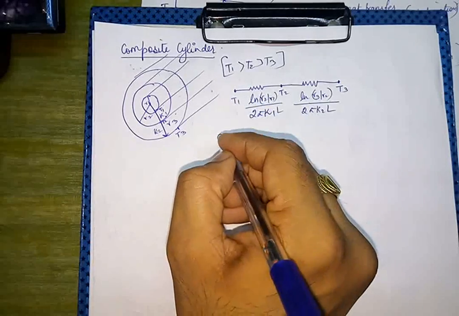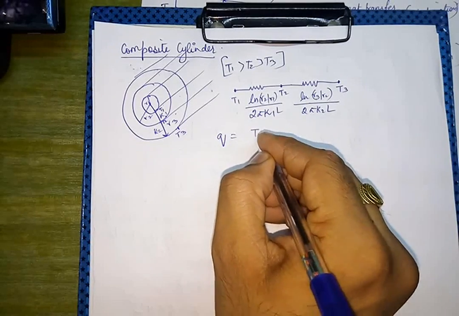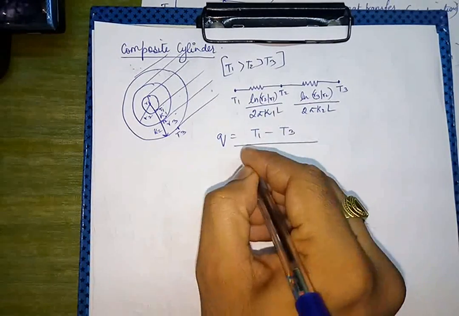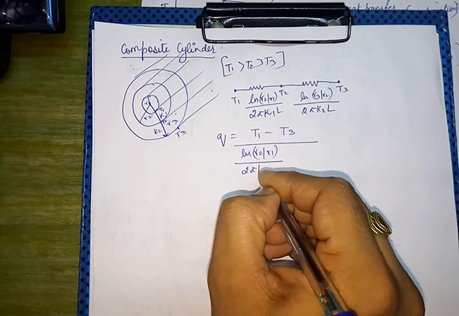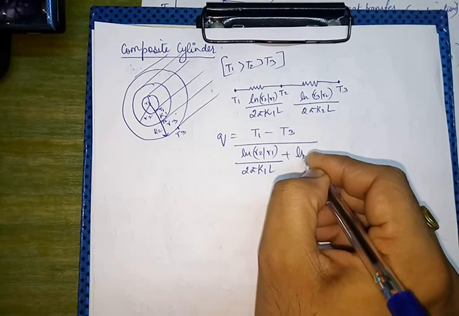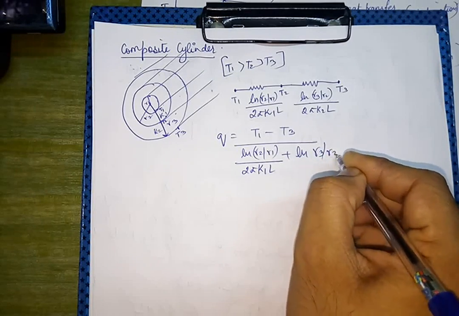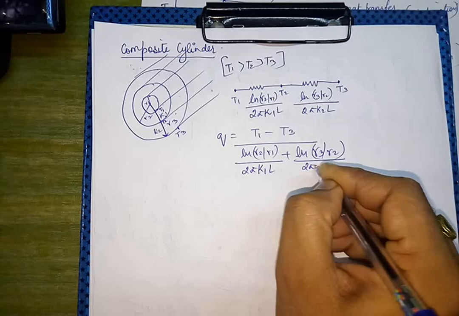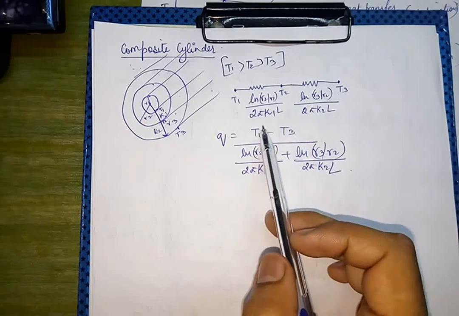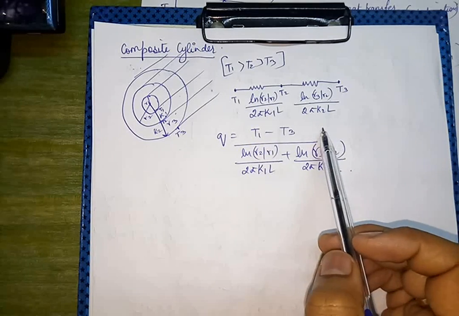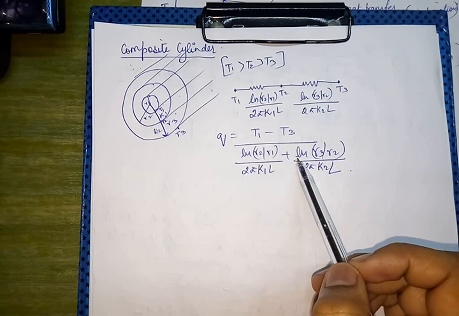Now if I write the equation, Q will be (T1 minus T3) whole upon ln r2 over r1 upon 2 pi K1L plus ln r3 upon r2 upon 2 pi K2L. So this will be the equation for heat transfer or conduction of heat in case of a composite cylinder.